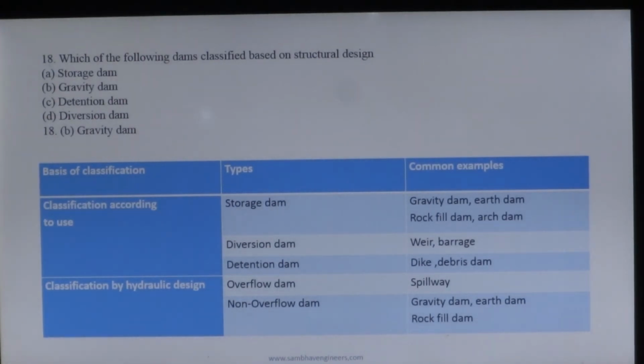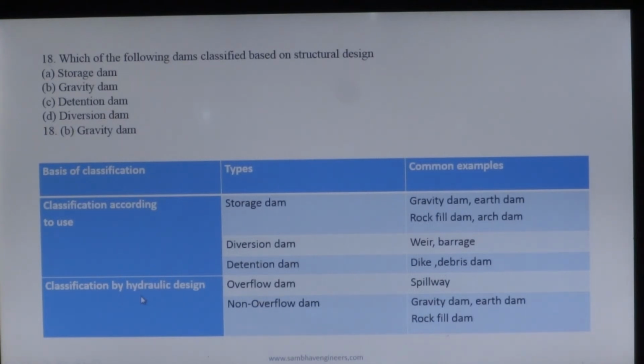Which of the following dams is classified based on structural design? Dams are classified according to use as storage dams. Examples are gravity dam, earth dam, rockfill dam and arch dam. Then diversion dam, weir and barrage, and detention dam, dike, etc.